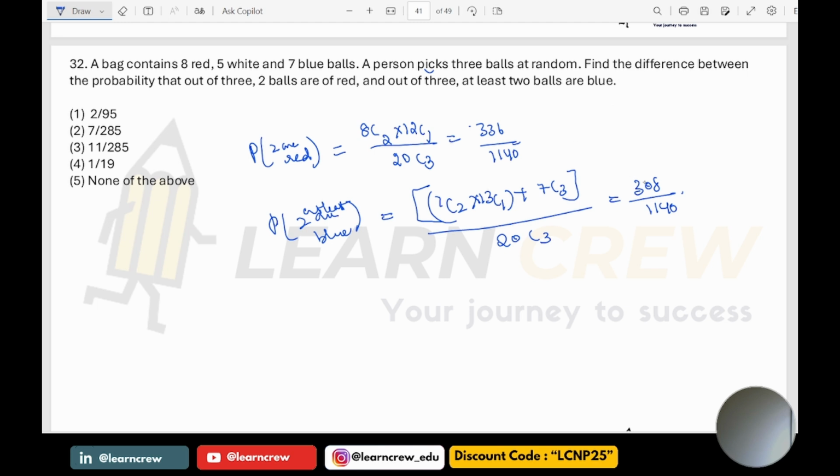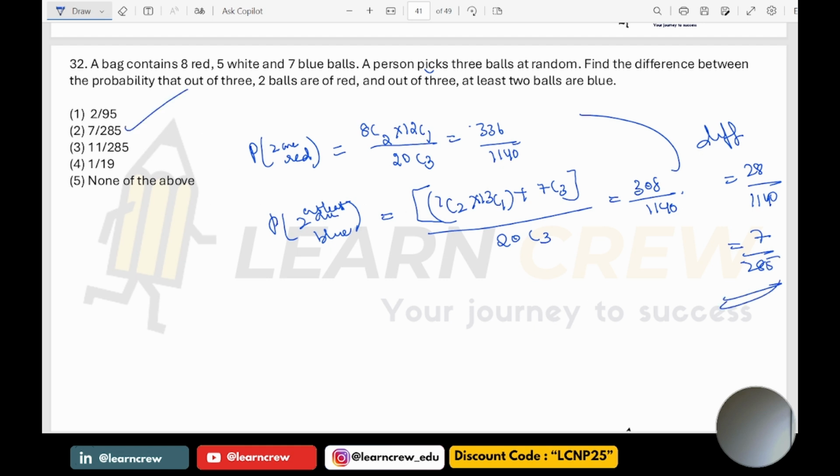Required difference. He has asked for the difference. So 336 by 1140 minus 308 by 1140, the difference is nothing but 28 by 1140. 28 by 1140 means 4 sevens are 28, 4 285s are 1140, so 7 by 285.